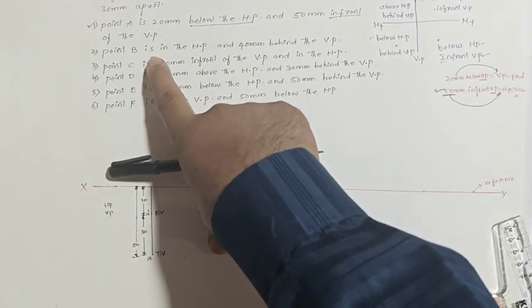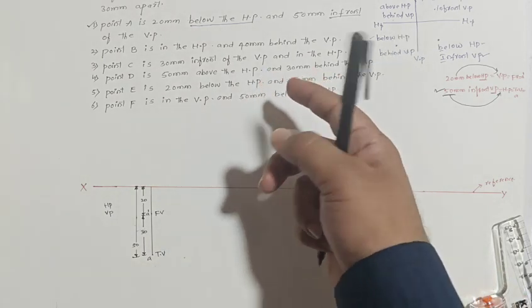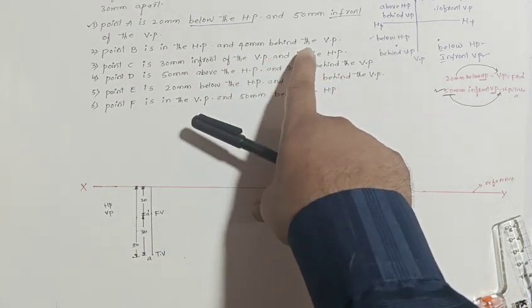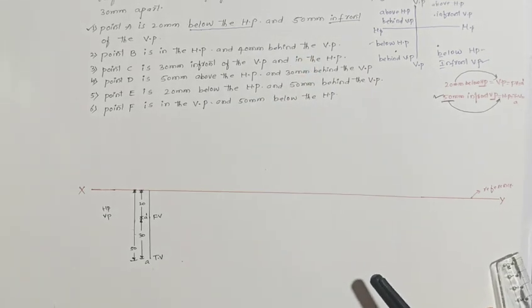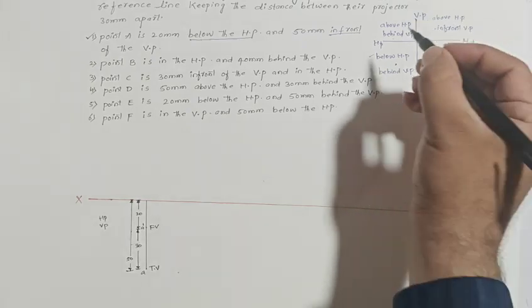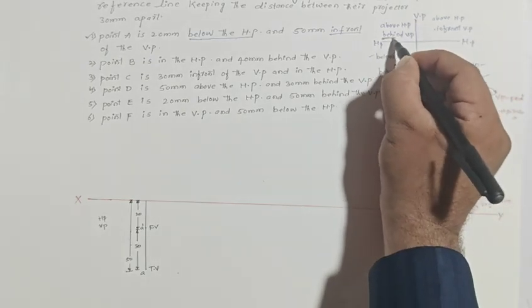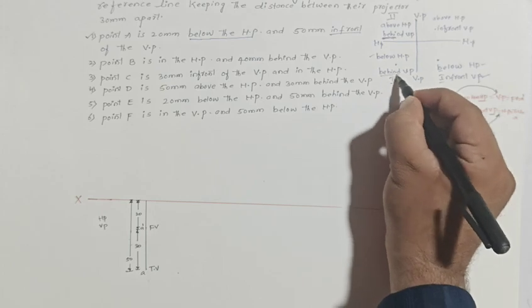A point B is in HP. Again we are in a dilemma because we do not have the confidence about where it lies. Is it right? Again we have to move toward 40 mm behind the VP. Behind the VP, we know the concept, it lies only in two quadrants. It may be in the second quadrant, or it may be in the third quadrant.